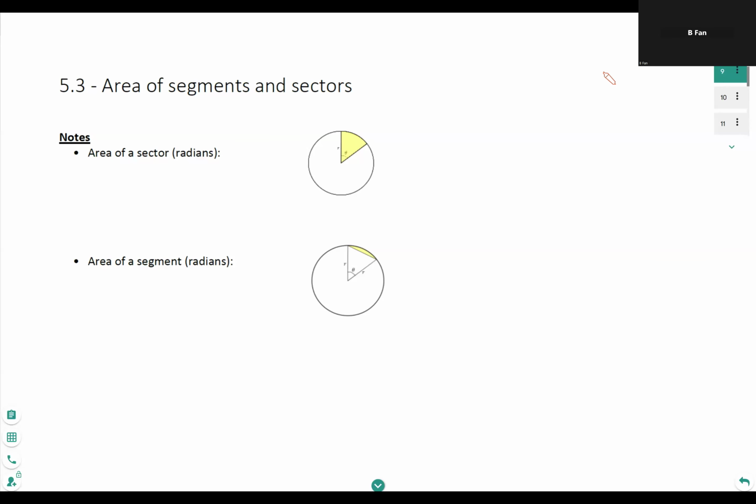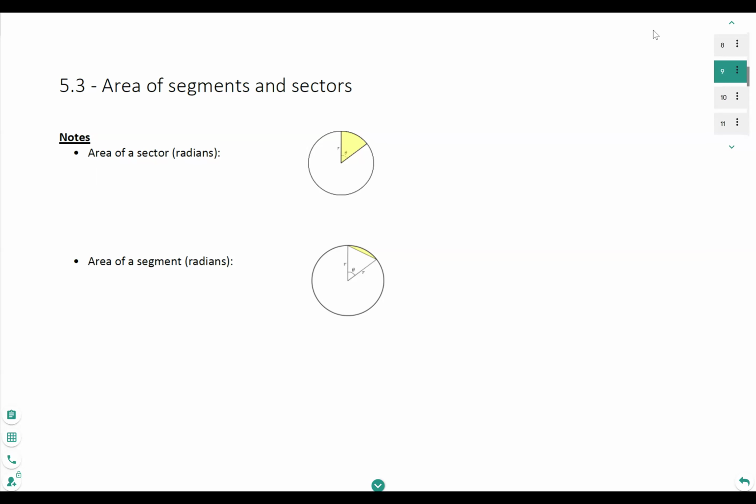Right, welcome to another lesson on Pure 2. This is about chapter 5.3, areas of segments and sectors. Last time we talked about arc length and radians. This lesson we look into areas of segments.